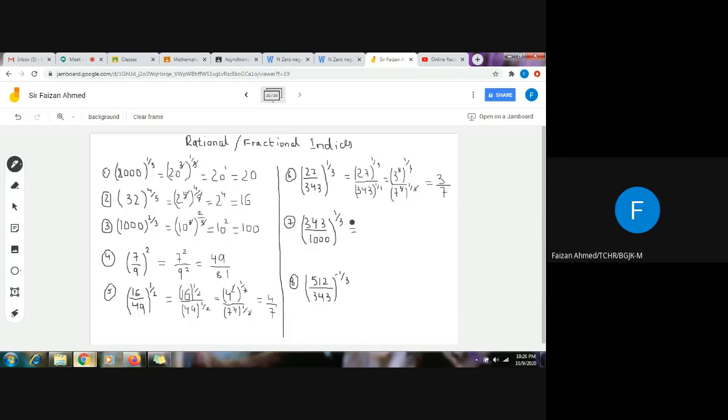And again, the same question. Now I am writing it directly. I know that 343 is 7 cube, so I will write 7 cube directly, just to make sure that enough space is left for the question. And you know that 1000 is 10 cube, so I will write 10 cube like this. And again, whole power 1 upon 3, and this 3 and 3 will get cancelled out. And my answer will be 7 upon 10.